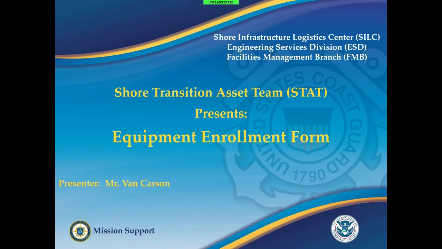The Equipment Enrollment Form is used to collect and record equipment into the Coast Guard Shore Asset Management System, or SAM. It is imperative that newly installed equipment is correctly documented on this form to ensure correct and accurate information is entered into SAM. This information will be the basis for establishing a preventative maintenance program for the newly installed equipment and the facility that it was installed in.